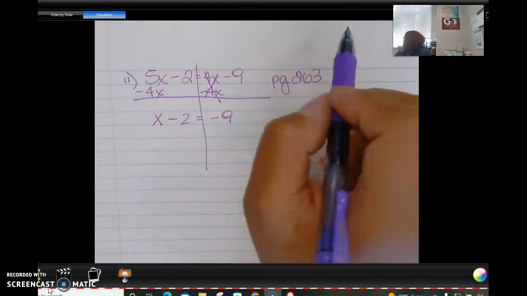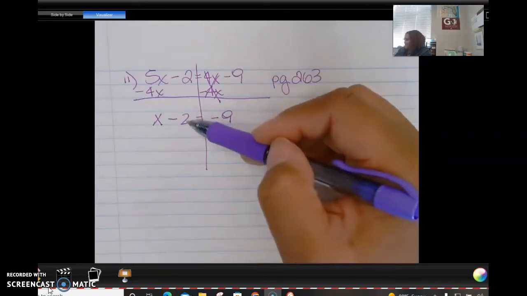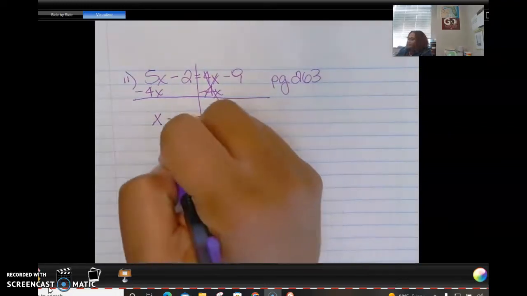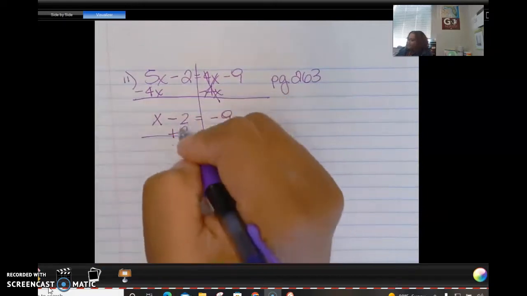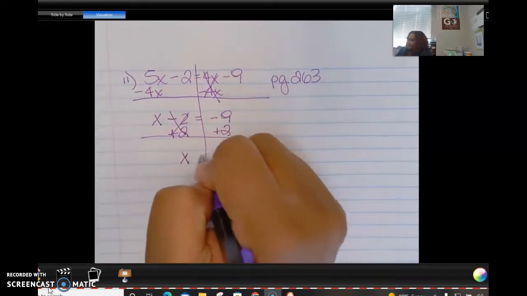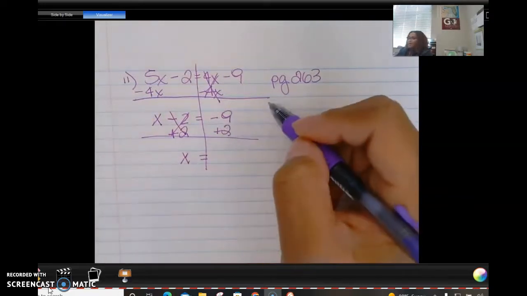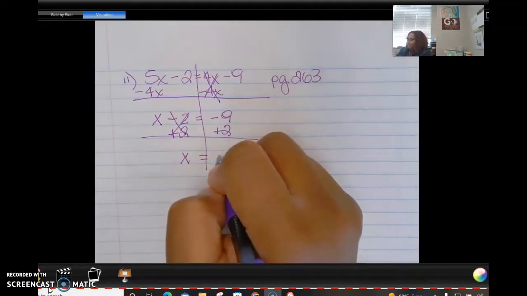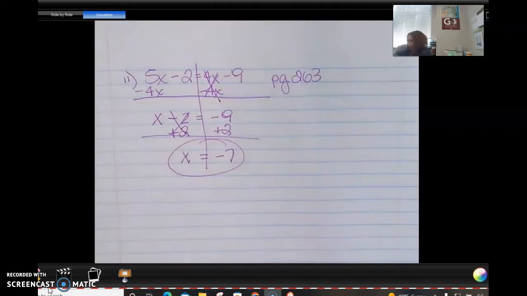What's the constant on the left? On the left, that's on the right. Good. What's the opposite of negative 2? Positive 2 on both sides. These 2's cancel out. X equals negative 9 plus 2. I've got 9 negatives and 2 positives. What do I get? 7 what? Good. 7 negatives. Awesome.